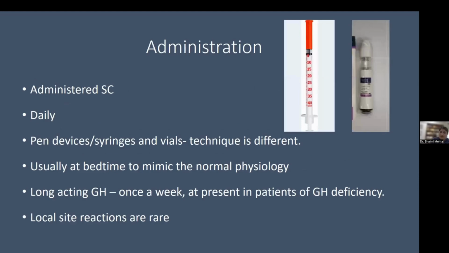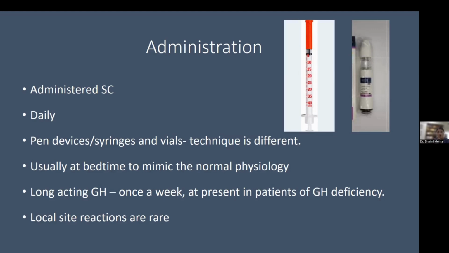So how do you give it? Look, remember, just like insulin, growth hormone is a protein. So if you eat the protein, it gets digested by the stomach's acidity. So that is why we bypass the GI tract and we give insulin and growth hormone subcutaneously from outside. So again, growth hormone also has to be given as injections, injected subcutaneously.